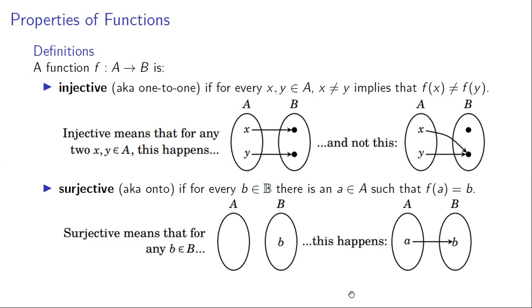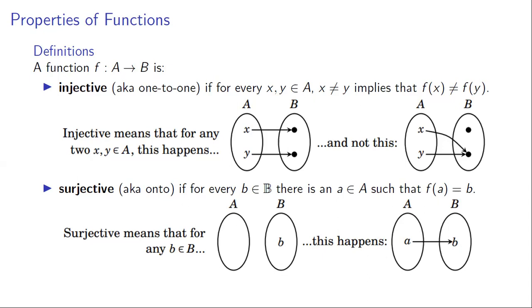In order for it to be a surjective function, you need to make sure that for every possible little b in the codomain, there is an arrow that leads to b. Meaning you need to make sure that every element of the codomain is actually an output of the function.